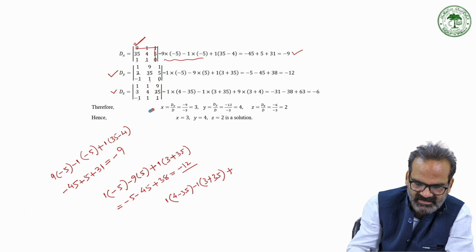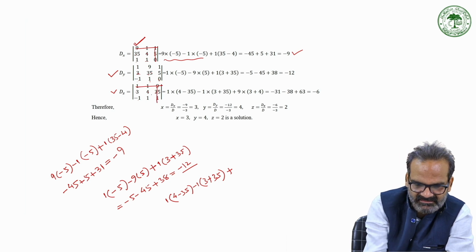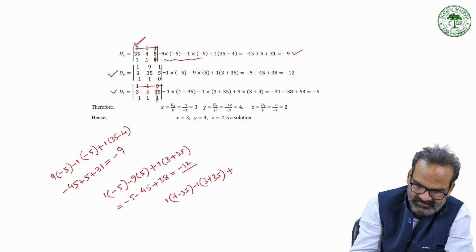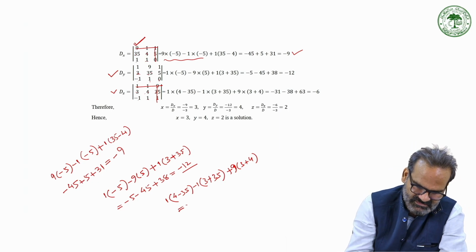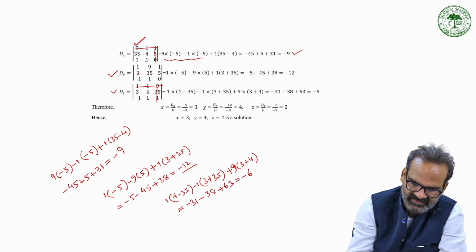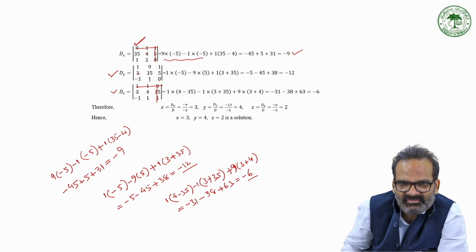See what happens with 9. Delete the row and column in which 9 lies. So, this and this, 3 plus 4, that is, this is 9 and 3 plus 4. What you will get? 4 minus 35, this is equal to minus 31, minus 35 plus 3, that is 38, plus 4 plus 3, 7, 7 into 9, that is 63. Simplify it, you will get it as minus 6.